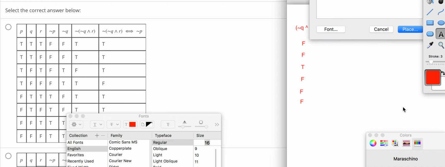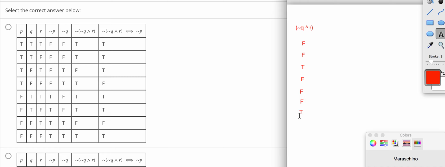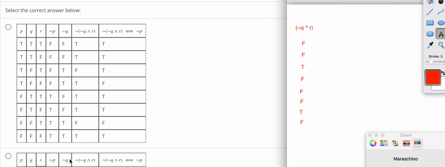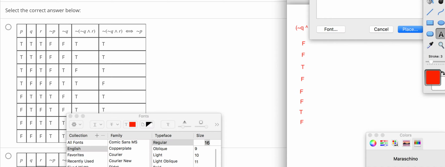True, true. So for the second to last row, they're both true. We can put a T there. We got to put an F for the final one because it's true and false. Okay. So now we can figure out what the correct column is supposed to be here, because this is supposed to be the negation of Q and R.